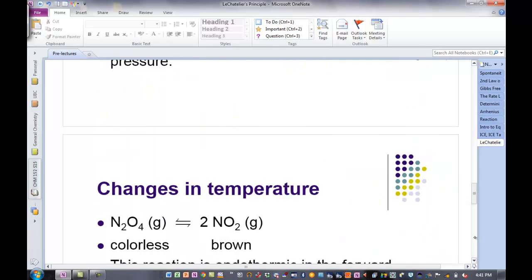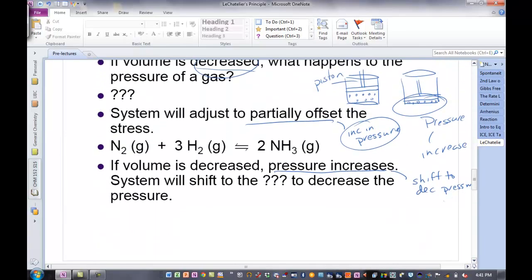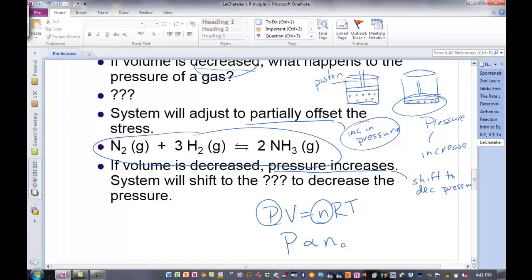Think through that. Oops, I knew I was going to hit that. Can't write on top of the cursor over there. So we increase the pressure by decreasing the volume. The system will shift to decrease the pressure. How can it do that? We have the same reaction. Well, if you remember the ideal gas equation, we have pressure and we have moles. Pressure is directly proportional to moles of gas. So if we want to decrease the pressure, decrease moles.